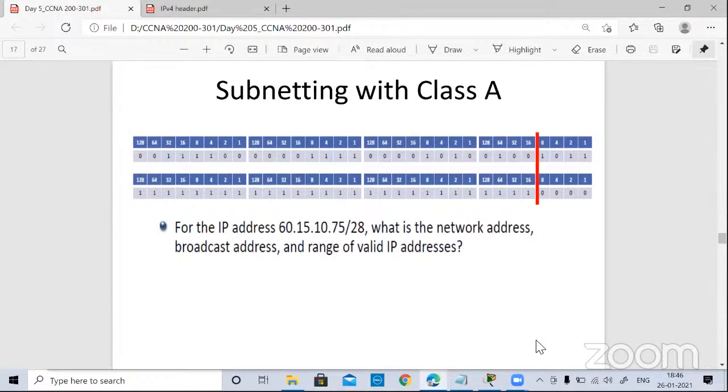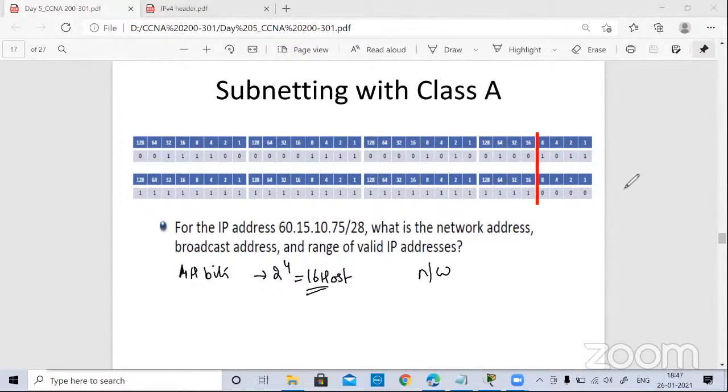So coming up again, 60.15.10.75/28. What is the network address, broadcast address, and the range of valid IP addresses? Now again, it is /28, so concentrate on the last octet. How many host bits are we left with? We are left with 4 host bits. So 4 means how many hosts will I have? 2 raised to 4, that is 16 hosts. So my network address has to be a multiple of 16.